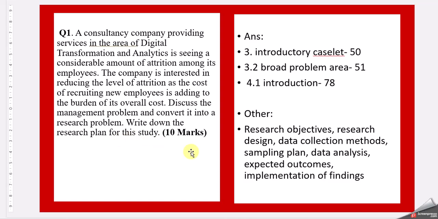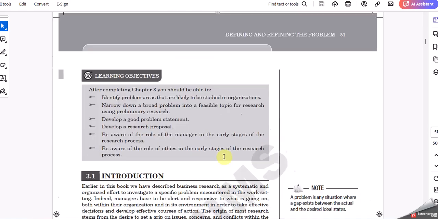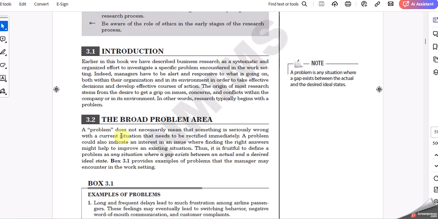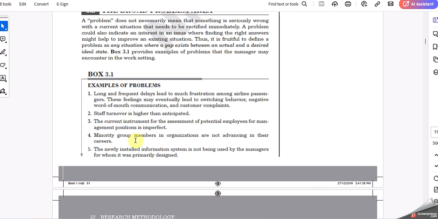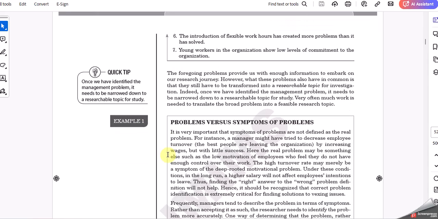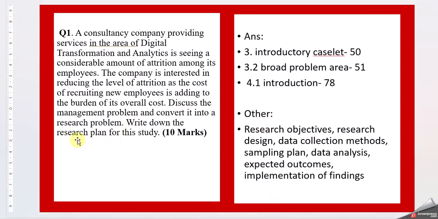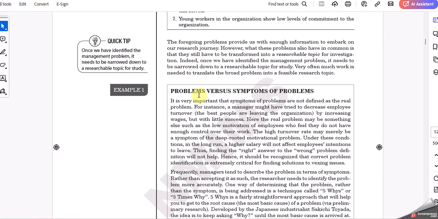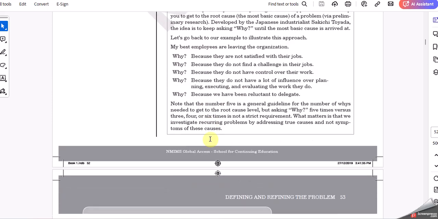Okay, so answers we can find in chapter 3 of the textbook, page number 50. You can start with some basic information, then the broad problem areas and how the broad problem areas have been considered for the research plan. Here you have very basic information, with some examples like problem versus symptom of problems and all those things.